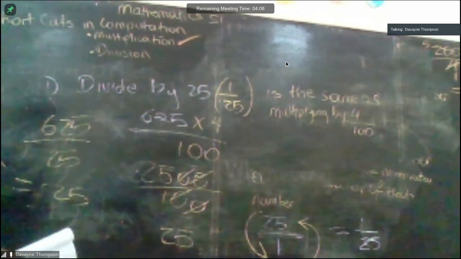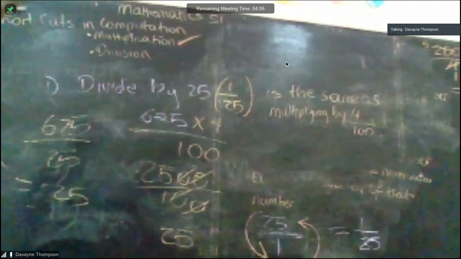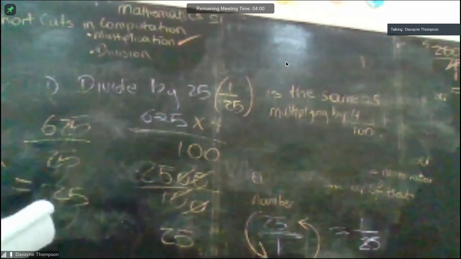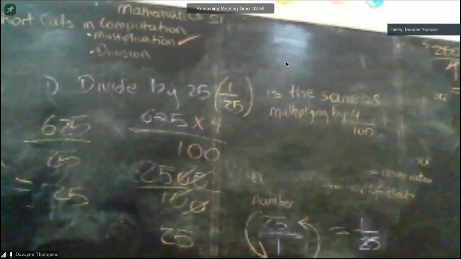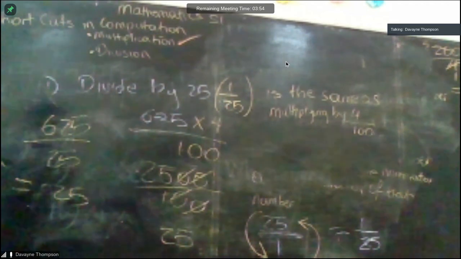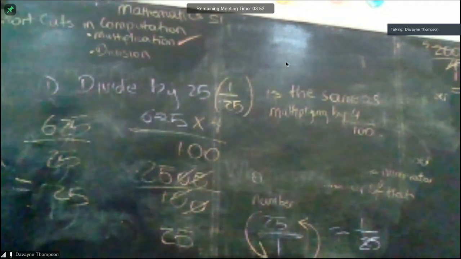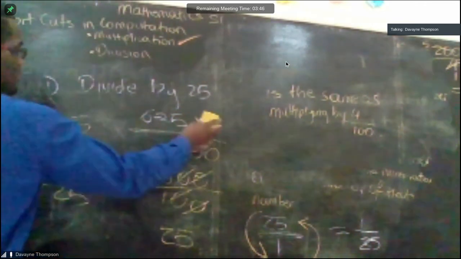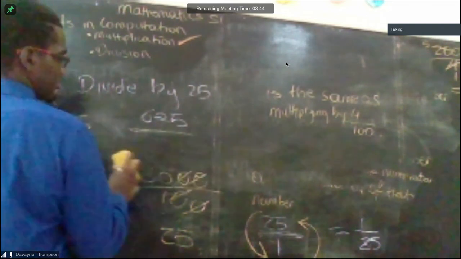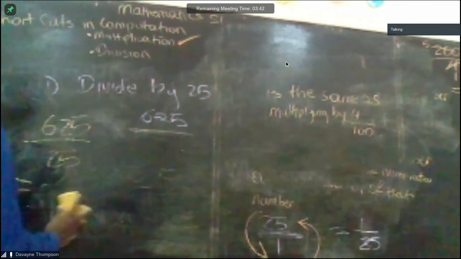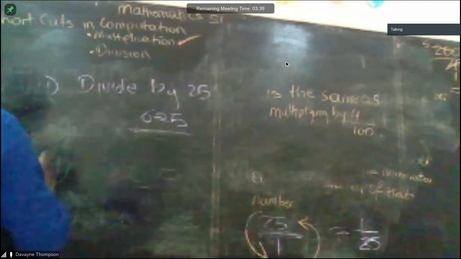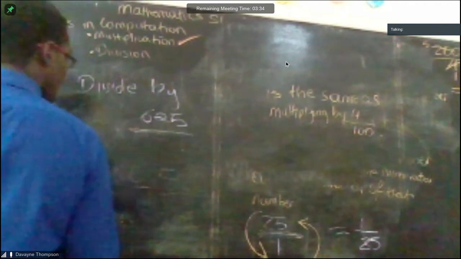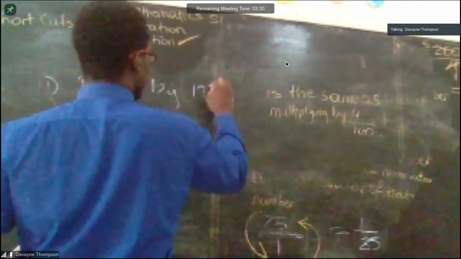So, I'm going to give you the next two, and you're going to do some activity for me. The next one is when we looked at 125. That's the next one we're going to look at. Alright? 125. So, to divide by 125.